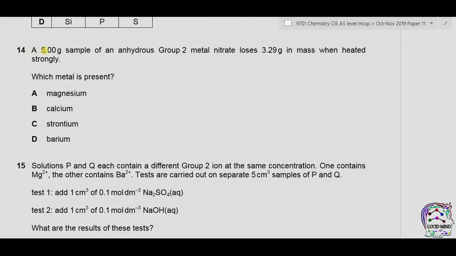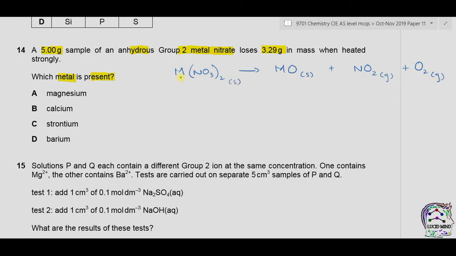Question 14. A 5 gram sample of an anhydrous group 2 metal nitrate loses 3.29 grams in mass when heated strongly. Which metal is present? Let's start by writing a general equation of metal nitrate from group 2. It decomposes into metal oxide, which is solid, along with nitrogen dioxide, which is gas, and oxygen, which is also gas.